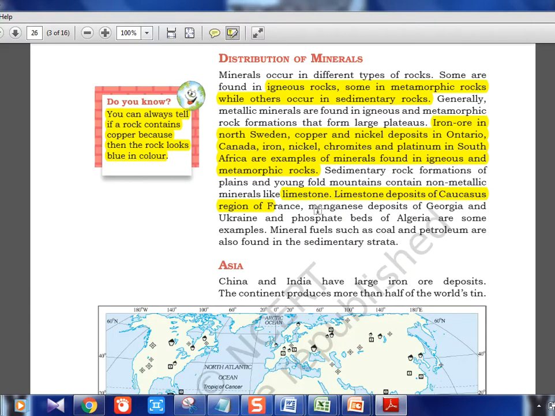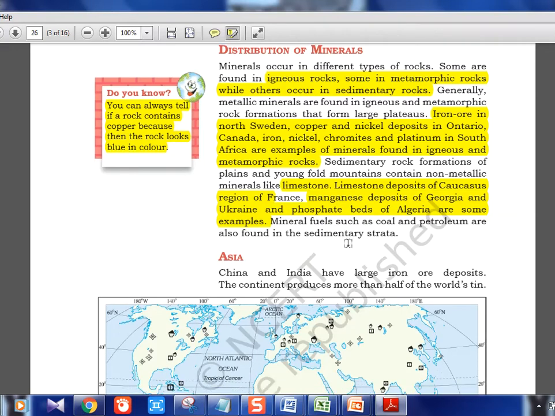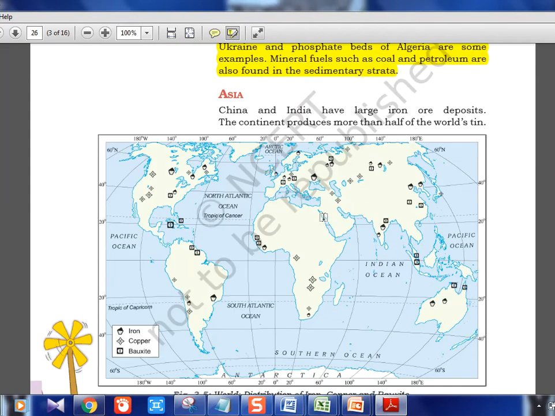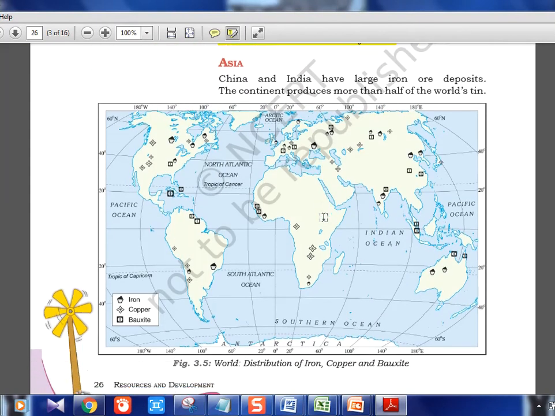They are telling manganese deposits of Georgia, Ukraine, phosphate beds of Algeria. So across continents also they are giving examples. Coal and petroleum are also found in sedimentary strata. Now continent by continent they'll show a map also. So focus on whatever map they are telling. Everything will be there in one picture, but when they tell Asia, focus on Asia.